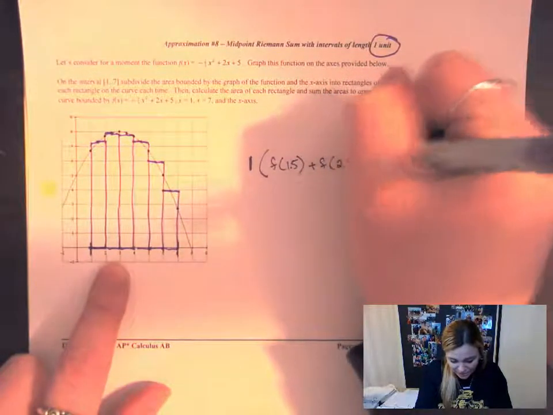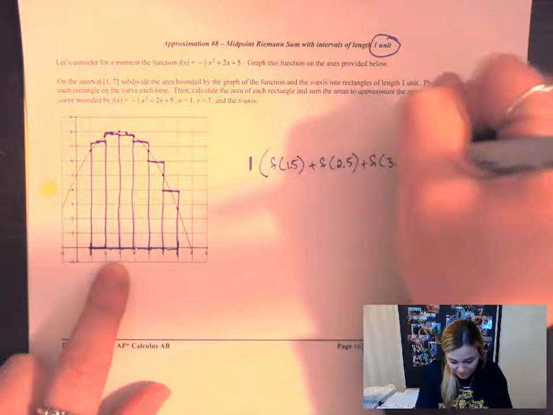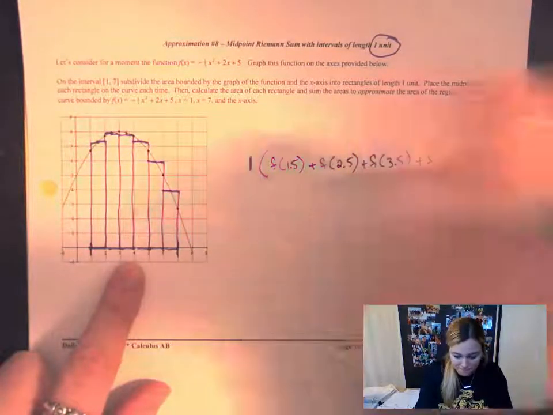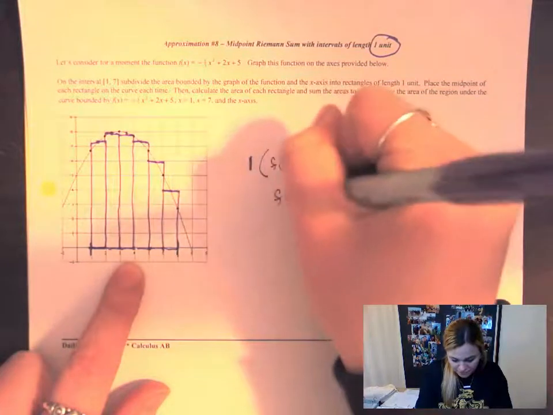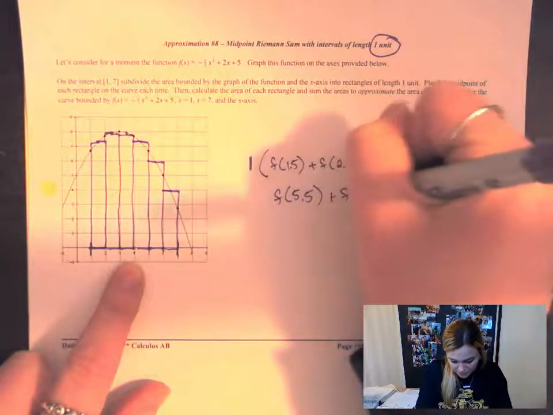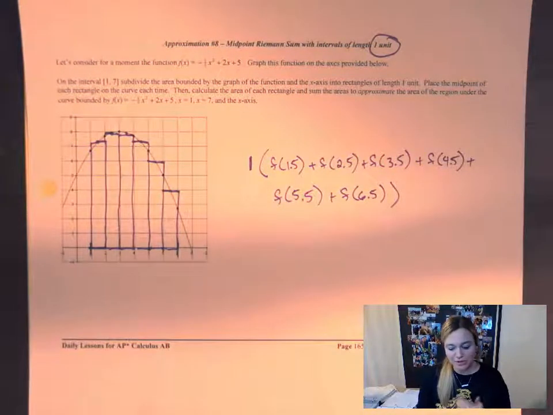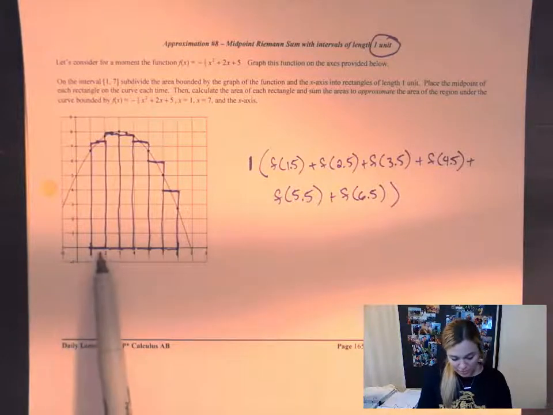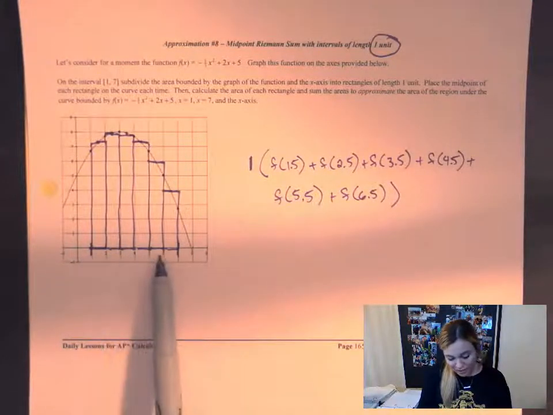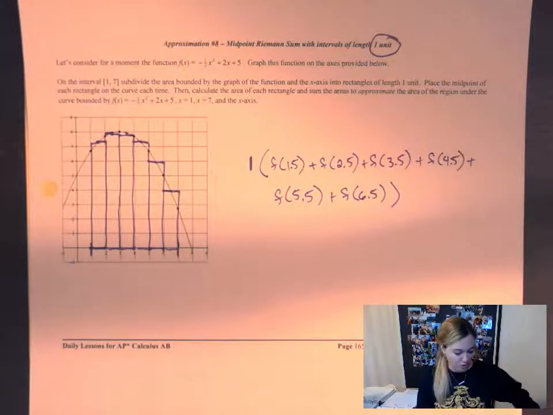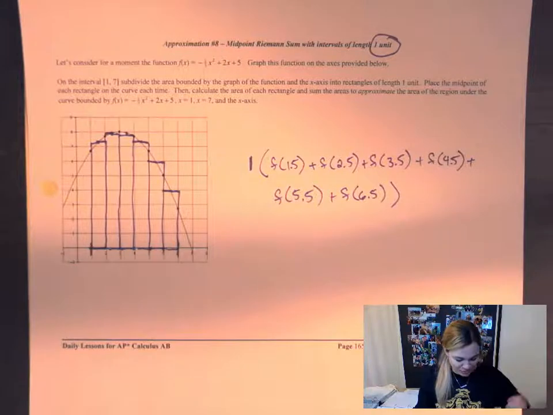F of 2.5, F of 3.5. My last one is at F of 6.5. Make sure that you didn't go too far and say, well, this is F of 7.5 or 7. It would just be the midpoint. So 1.5, 2.5, 3.5, 4.5, 5.5, 6.5. That's it. If you do all the calculations for this, I think we've actually listed all these so far before.